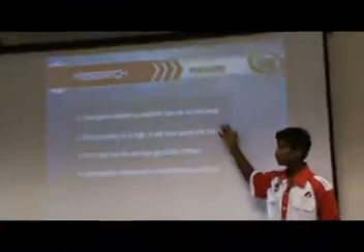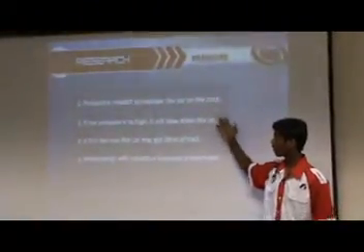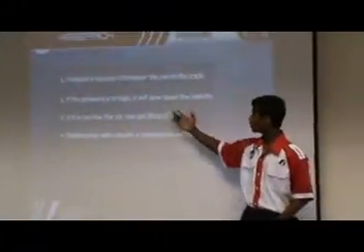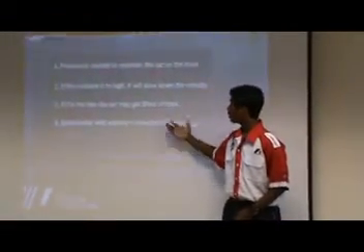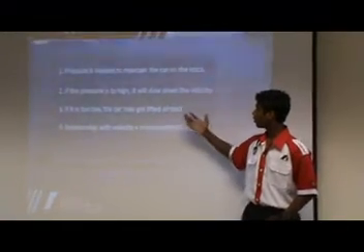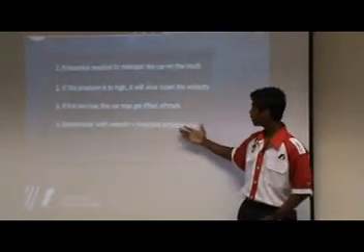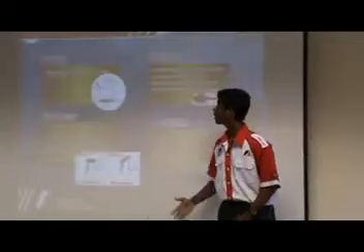The next thing is pressure. Pressure is needed to maintain the car on the track. If the pressure is too high, the velocity of the car will reduce. If it's too low, the car might be lifted off the track. This proves Bernoulli's principle on pressure and also proves that pressure is inversely proportional to velocity.